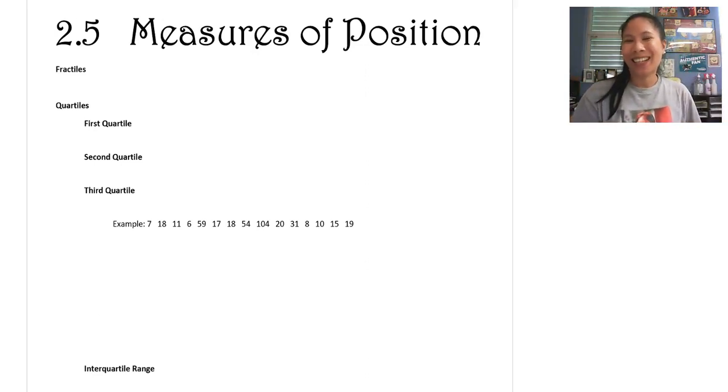So today we are on the last section of chapter 2, 2.5 measures of position. So we're basically talking about where each of the data points in a data set actually are in relation to everything else. So we've got a few vocabulary words to describe this. The first one is fractals.